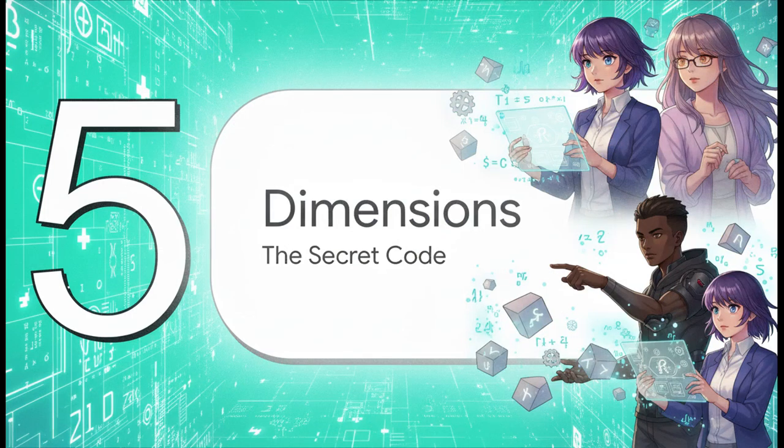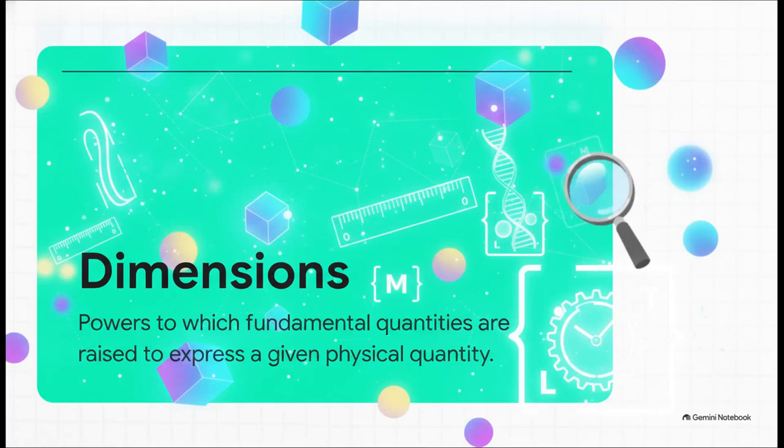And finally, section 5, the secret code: dimensions. This is where we get into the real grammar of our language analogy. A dimensional formula acts like a scientific cheat code, revealing the exact fundamental DNA hiding inside any complex physical measurement. We put the base quantities in square brackets to show we're looking at the pure underlying structure of the measurement, completely ignoring the specific numerical magnitude.